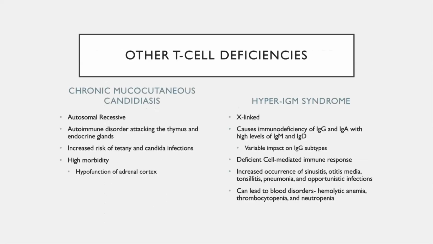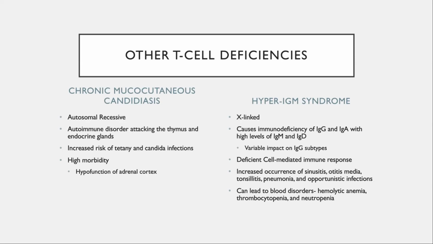Other T-cell deficiencies include chronic mucocutaneous candidiasis, which is an autosomal recessive disorder, and it's an autoimmune disorder that attacks the thymus and endocrine glands. So this increases the patient's risk of tetany as well as candida infections. There is a high morbidity rate with chronic mucocutaneous candidiasis, and this is due to hypofunction of the adrenal cortex.